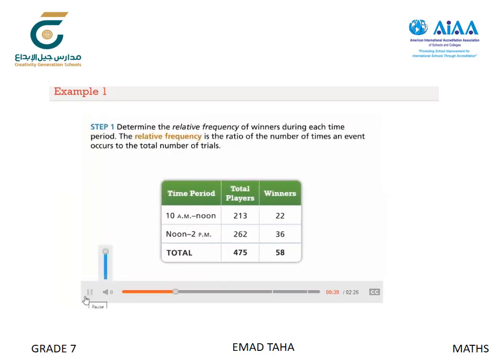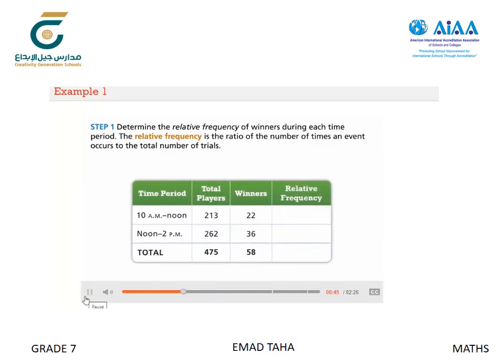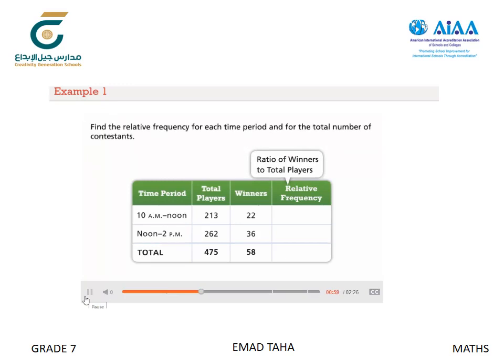The first step is to determine the relative frequency of winners during each time period. The relative frequency is the ratio of the number of times an event occurs to the total number of trials. In this case, it is equal to the ratio of the number of winners to the total number of players. We can find the relative frequency for each time period and for the total number of contestants.